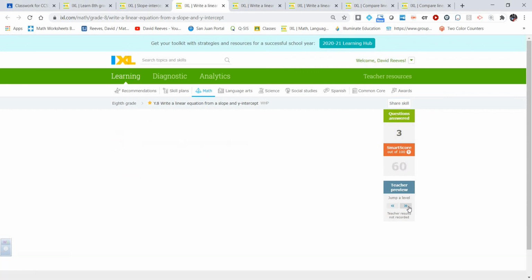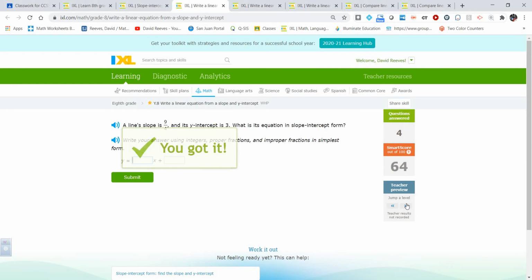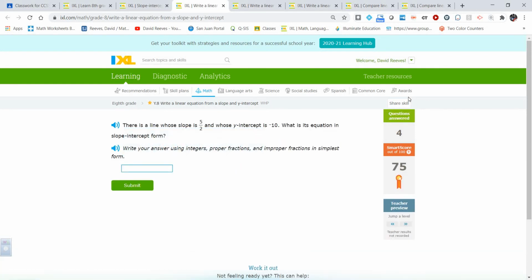Looks like it's the same idea there. What about here? Again, y-intercept of -2. They already have the minus there, so I'm just going to put 2, and the slope of 10. Easy peasy lemon squeezy, right?